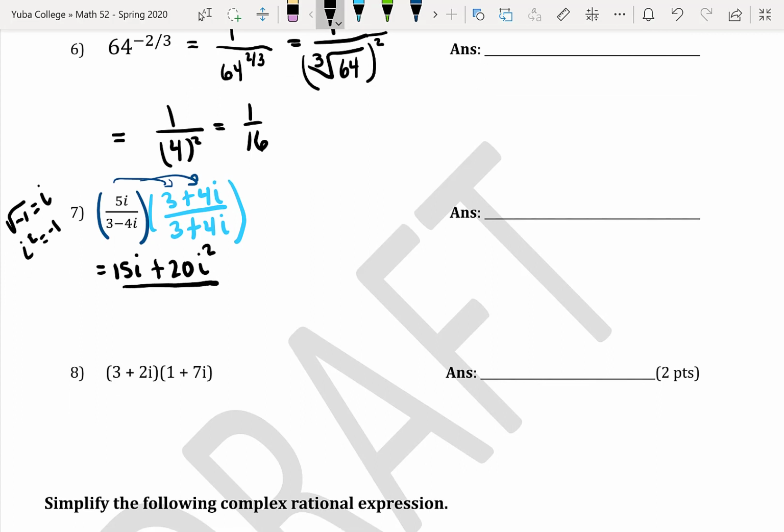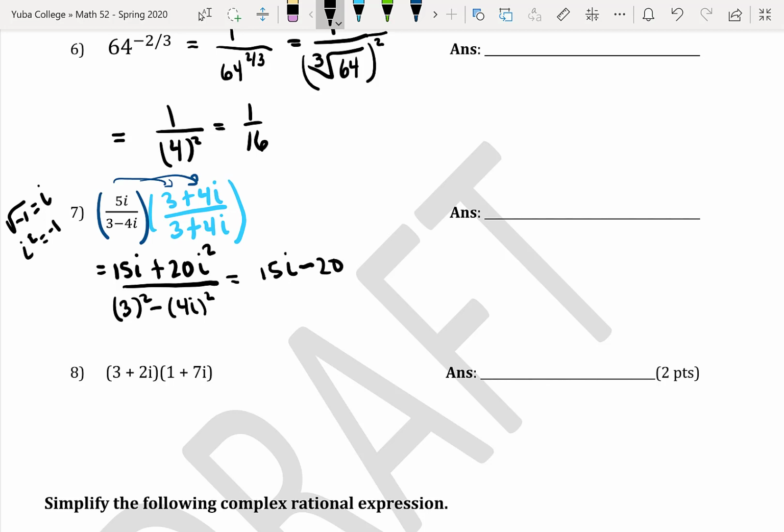So simplifying this down, we have 15i. I squared again is negative 1, so negative 1 times 20, so we're going to have minus 20 here, all over 3 squared is 9 minus 4i times 4i, so that's 16 times i squared, or the same thing as negative 16.